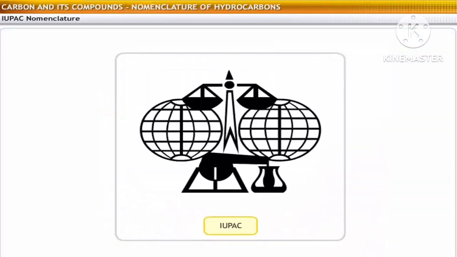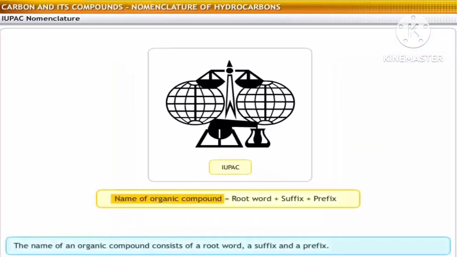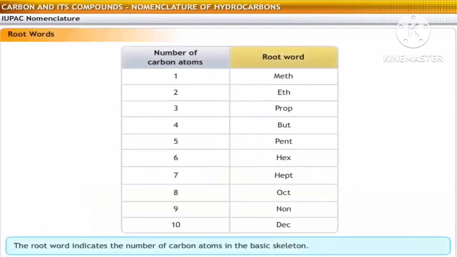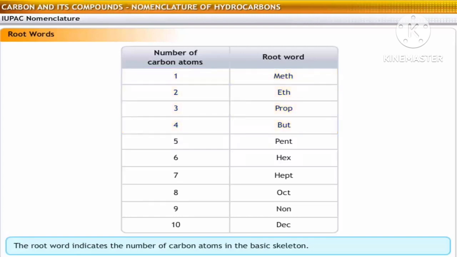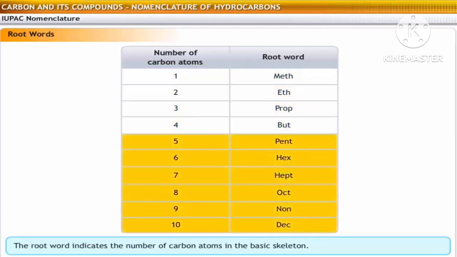According to the IUPAC system of nomenclature, the name of an organic compound consists of a root word, a suffix, and a prefix. The root word indicates the number of carbon atoms in the basic skeleton. The chains that contain up to 4 carbon atoms have special root words which are based on their common name. For chains that have more than 5 carbon atoms, Greek number roots are used as the root words.